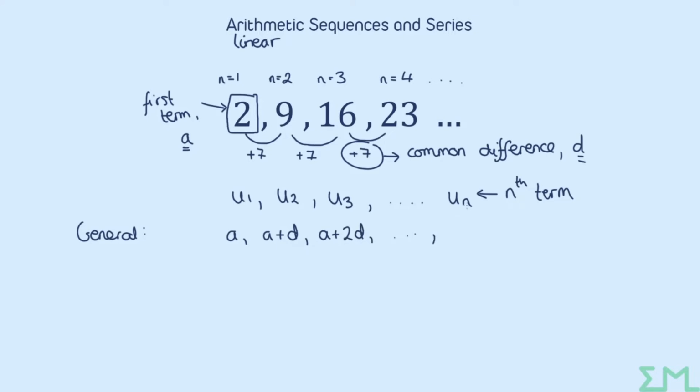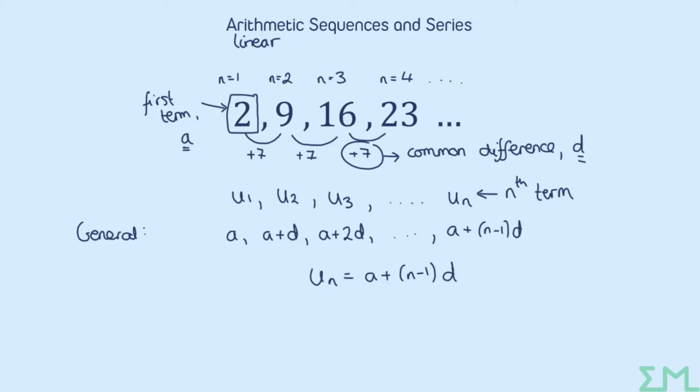So what will we get to when we get to un? Occasionally students jump ahead of themselves a bit here and say, oh, that would be a plus nd. Unfortunately, that's not quite right. If we look at what the value of n is on each of these, when n is 1, there is no d. When n is 2, there's 1d. When n is 3, there's 2d's. So actually what we've got here is 1 less than n, so n minus 1, d. So we have that un, our nth term, is a plus n minus 1 d.